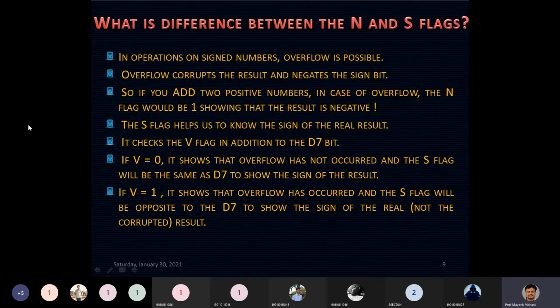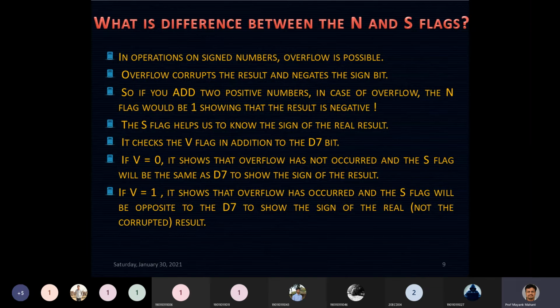All this discussion is only applicable to the signed numbers concept. If there is an unsigned number, we need not think much about it. In the operation of signed numbers, overflow is possible, which corrupts the result and negates the sign bit. When there is an overflow, as we have already seen in the example, the result is corrupted as well as the sign is altered.